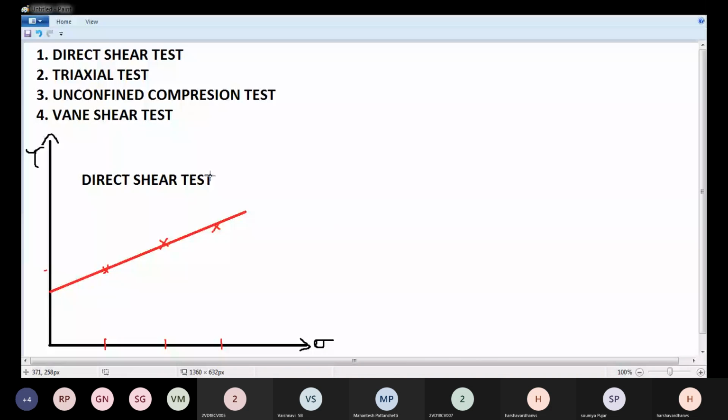And you can measure shear parameters by, if you measure the intercept, that is cohesion, and if you measure the angle of the envelope, that is our angle of internal friction.